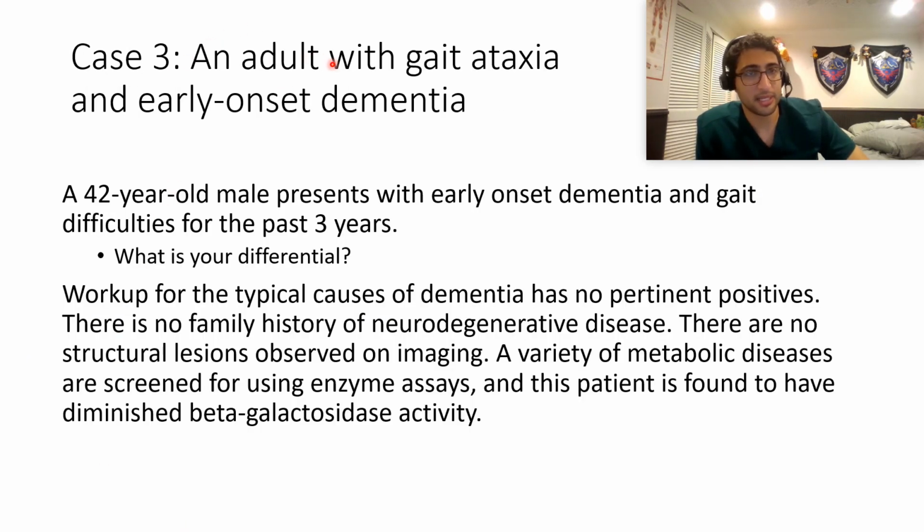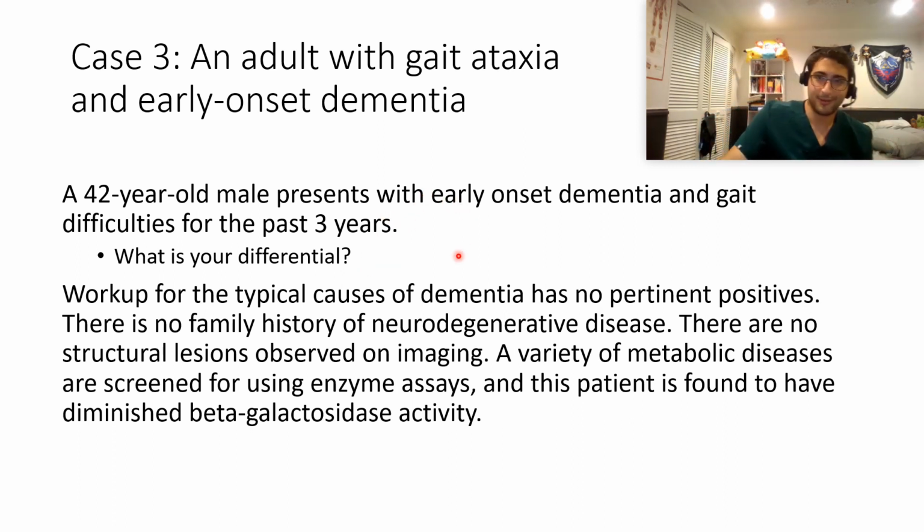So case 3, an adult with gait ataxia and early onset dementia. A 42-year-old presents with early onset dementia and gait difficulties for the past 3 years. So now you have to think about things that are less lethal, right? You don't think this guy has Tay-Sachs, right? You don't think this guy has, like, I don't know, Friedreich ataxia, like the things that present in infancy, teen years, adulthood. You got to be more nuanced because he's older.